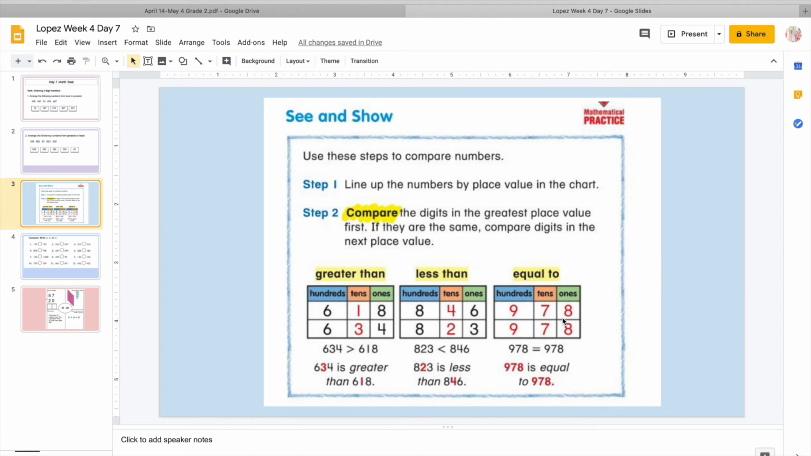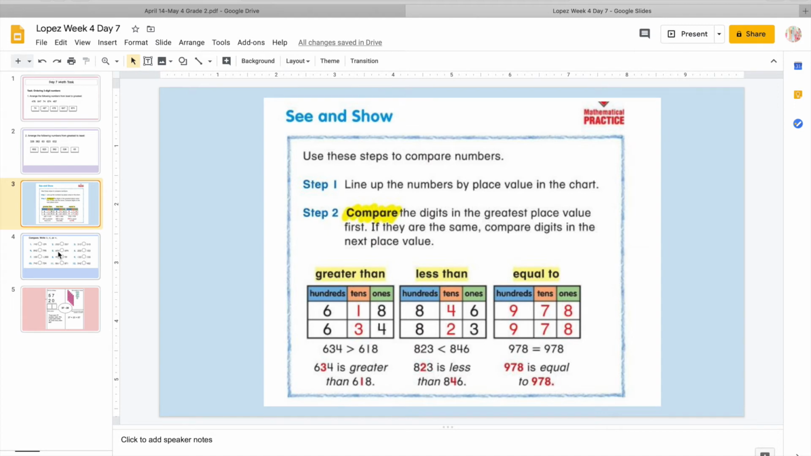Okay, when numbers are equal to each other, each of the digits in that place value column are going to be exactly the same. As you see here, the nines in the hundreds column are the same, the sevens in the tens column are the same, and then the eights in the ones column are the same, which means that number is the same. Its value is the same, so 978 is equal to 978.